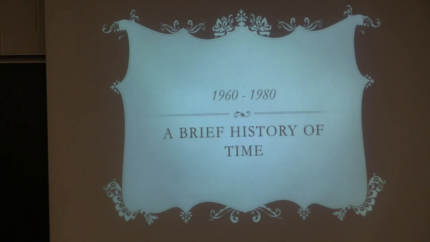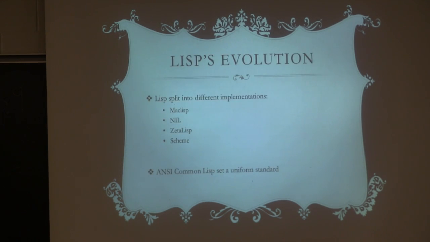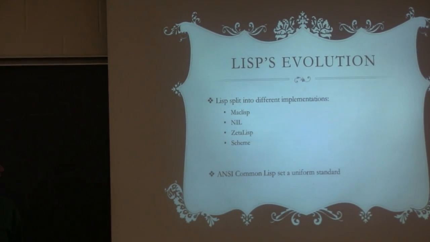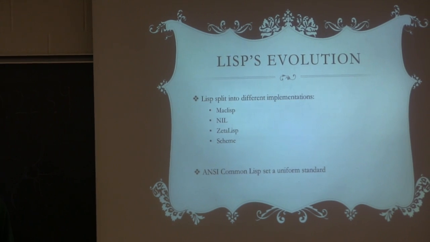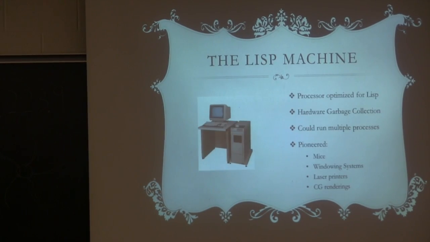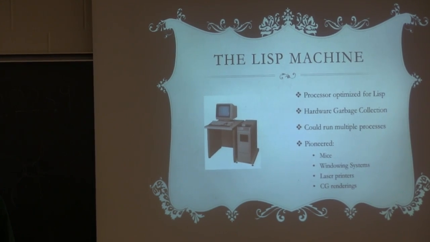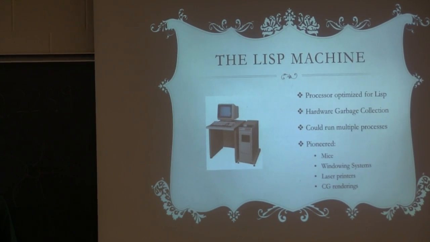So now we move on. 1960 to 1980, Lisp started evolving. Many different implementations just sort of split. None of them were too compatible with each other, which was kind of an issue. So Common Lisp came along, the ANSI community set a standard. They even made Lisp machines for a while, with hardware garbage collection, that ran multiple processes, and really pioneered mice, windowing systems, laser printers, and computer graphics renderings. Yeah, great machine. It had actually split the MIT AI lab apart.